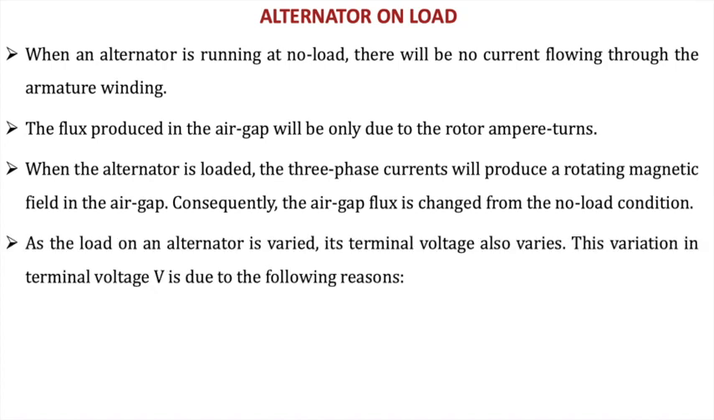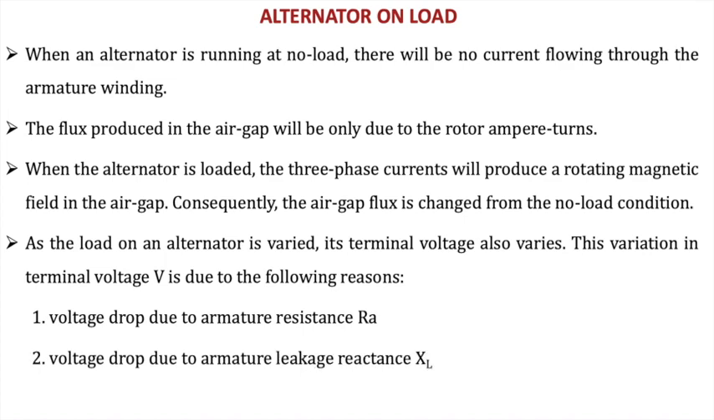So as the load on an alternator is varied, its terminal voltage will also change, and this variation in the terminal voltage is due to the voltage drop due to the armature resistance, which is very small because RA is almost negligible. The voltage drop due to the armature leakage reactance, that is, not all the flux produced by the armature passes through the field, that is your leakage reactance, and the voltage drop due to the armature reaction. All these voltage drops we will first consider one by one and then combine them.